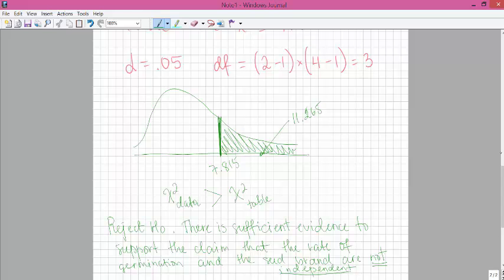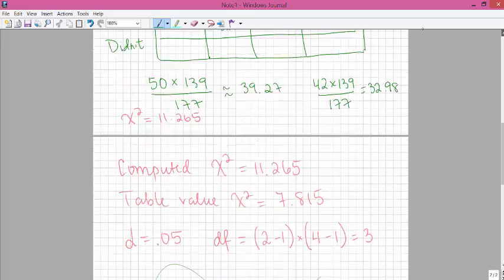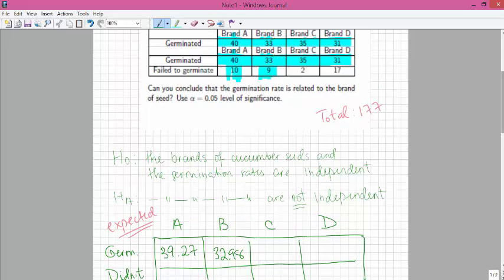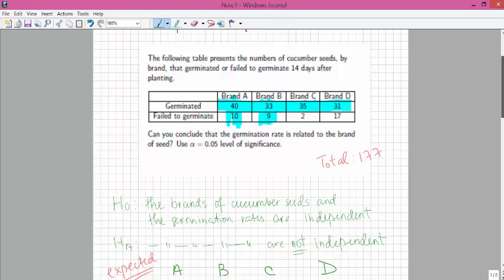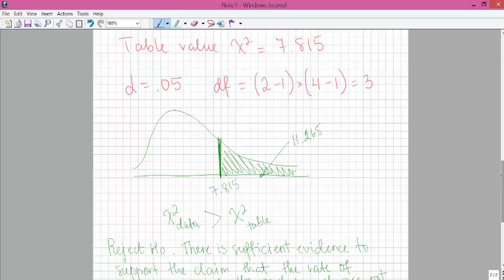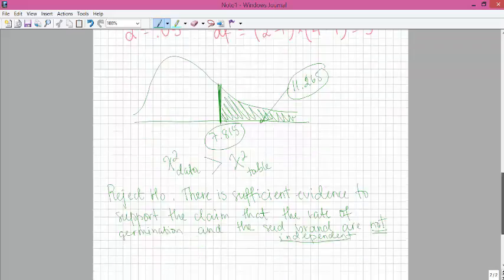We rejected the null. Let me go back up here. The null hypothesis says they are independent. We rejected it. We said no. One of the brands, and maybe more than one, have different germination rates. So this is a little bit different, right? It's a little bit counterintuitive because you're so used to saying if the p-value is greater than the alpha level, then we fail to reject. But here, we're no longer going to talk about p-value. We actually talk about the critical value for each of the problem. So that is one of your examples for test for independence.